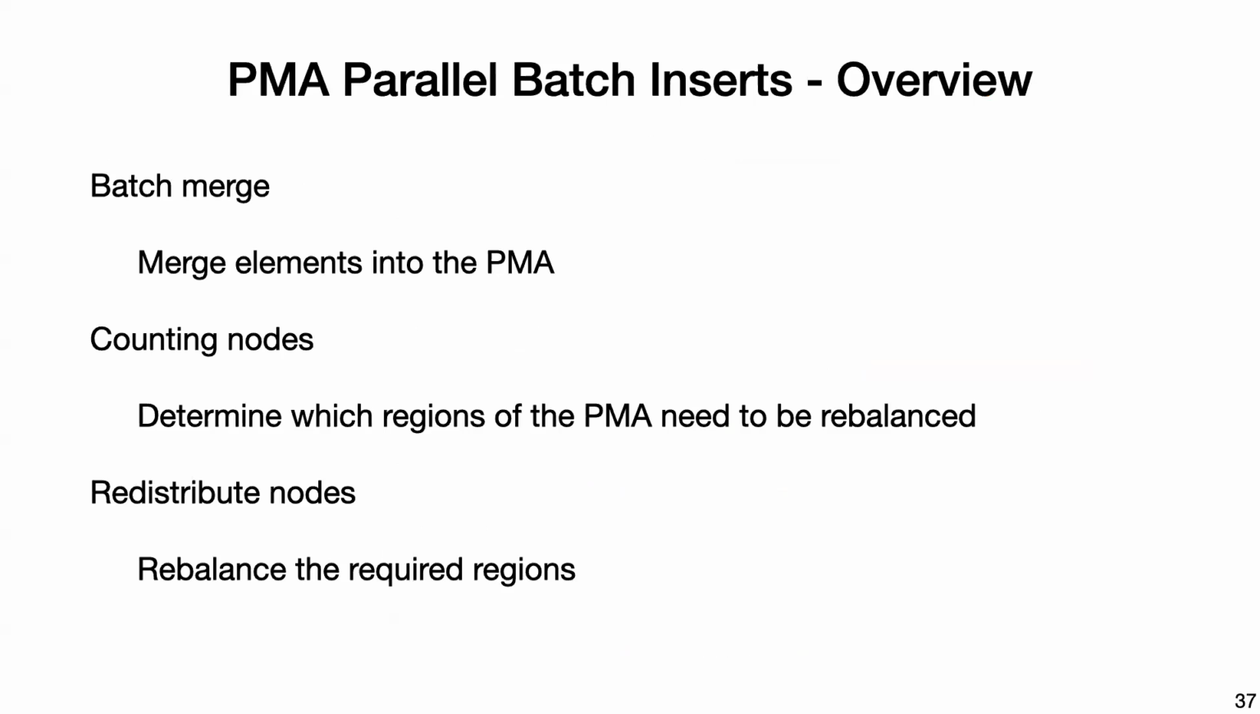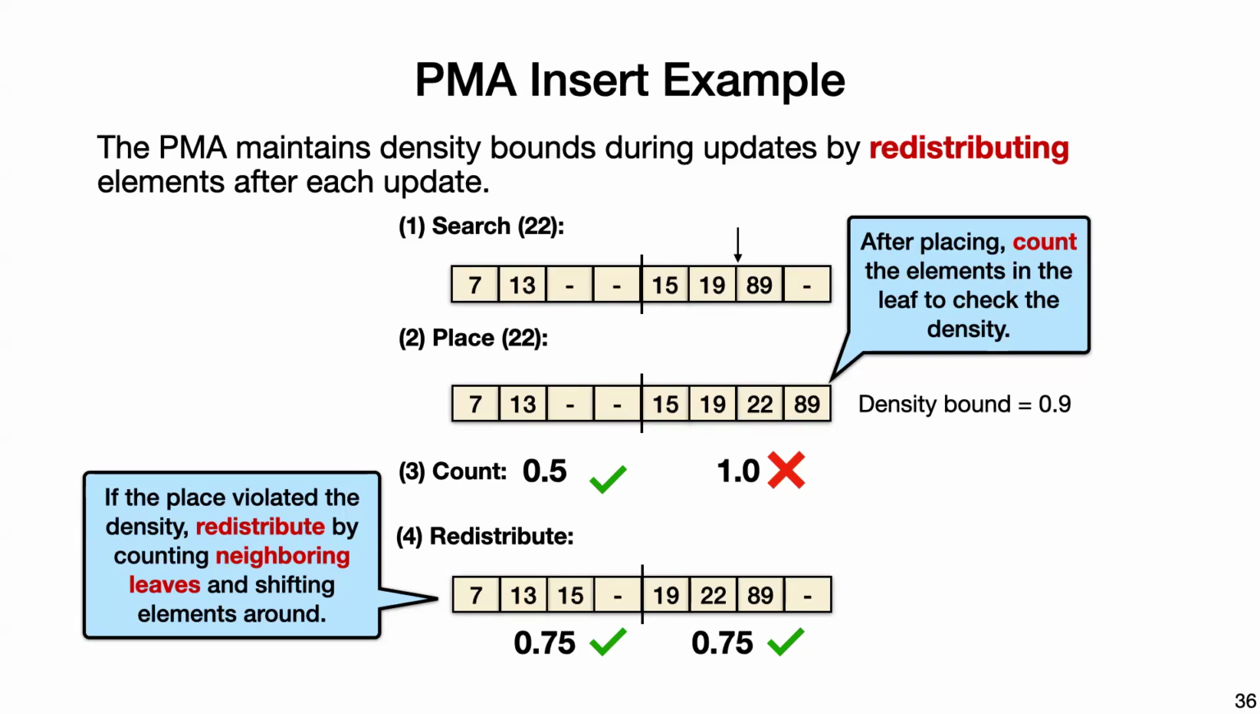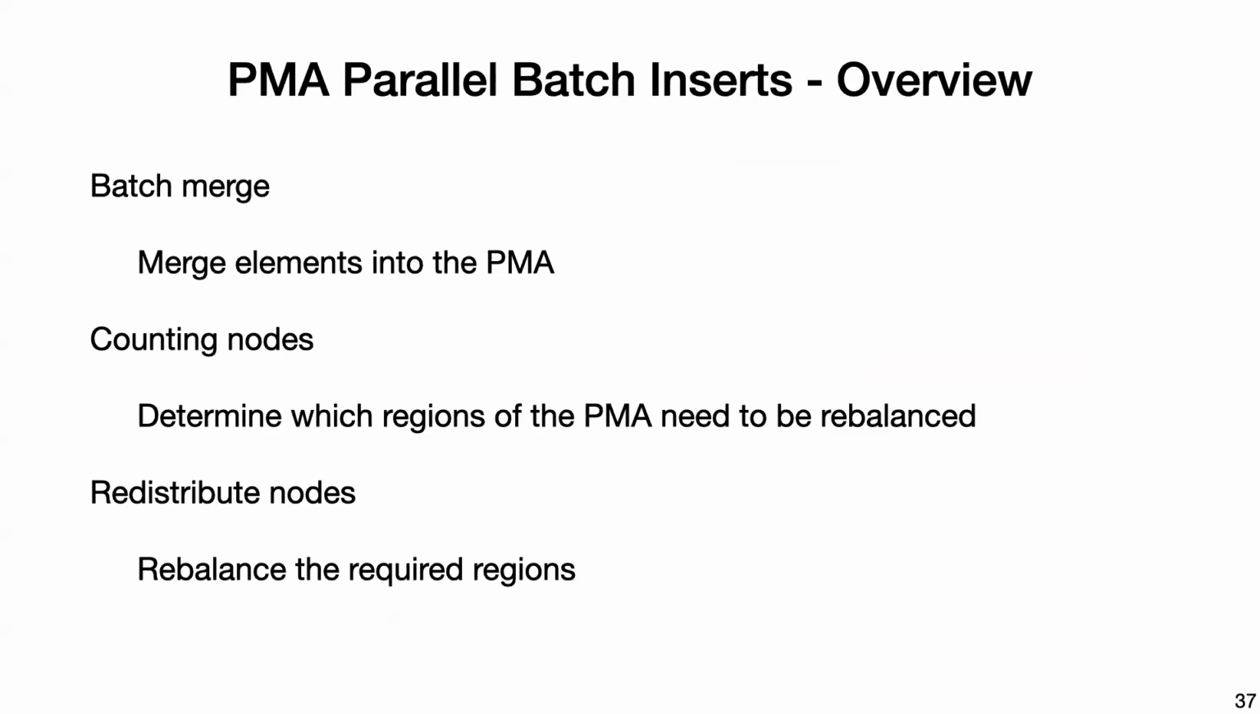To do the parallel batch inserts, it follows the insert algorithm fairly closely. First you get a batch as your input, and you have to merge the elements into the array. Then you count the nodes, to see which nodes really need to be rebalanced and which ones can be rebalanced into. And the last step is once you find the nodes, you just redistribute them. That part is really easy: you put them together, cut up evenly, and then sort it out again. So the merge and count steps are maybe the most complicated parts.